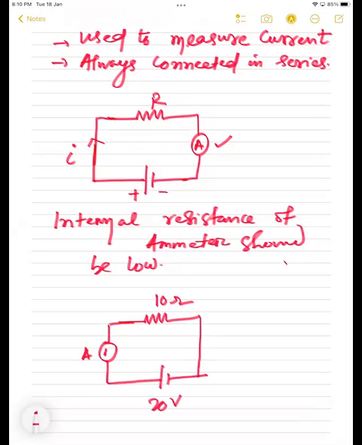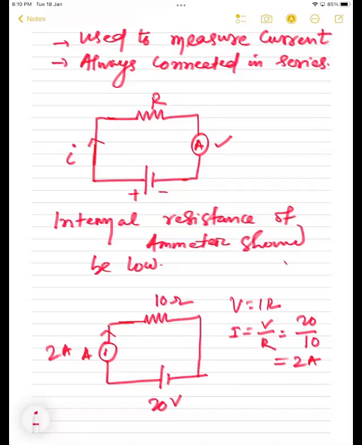So how much current will flow through this ammeter? V is equal to IR, so I is equal to V by R, that is 20 by 10. How much? 2 ampere. So 2 ampere current will flow. Yes or no, students?